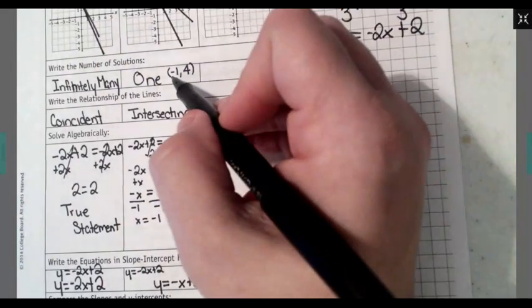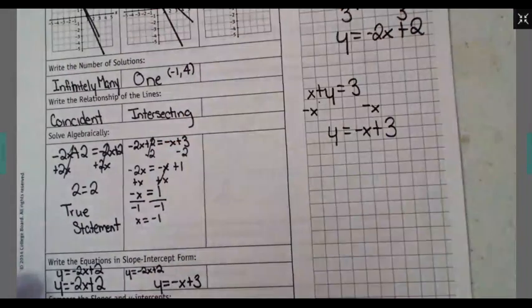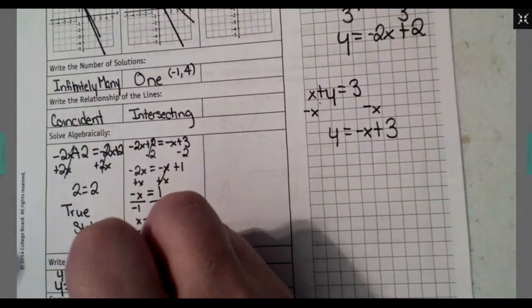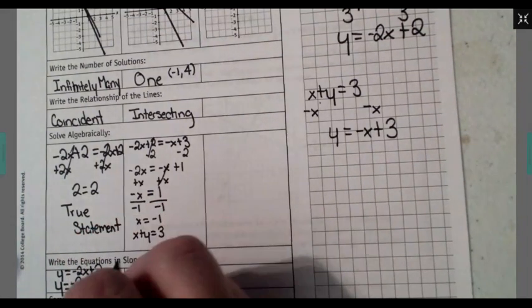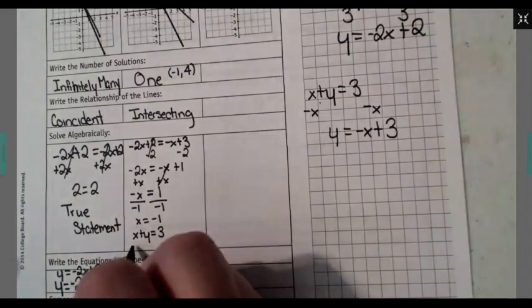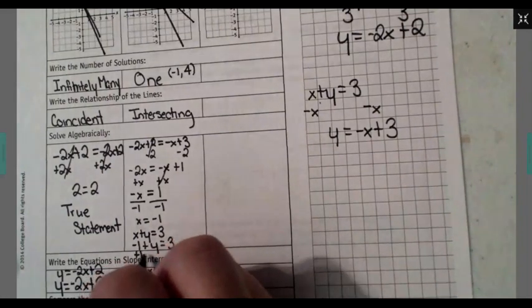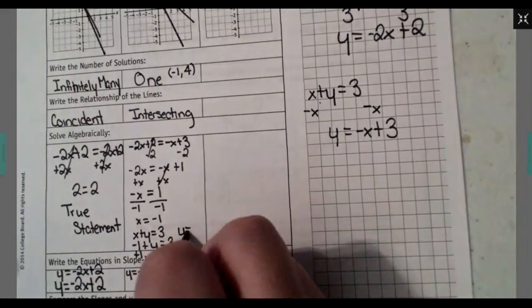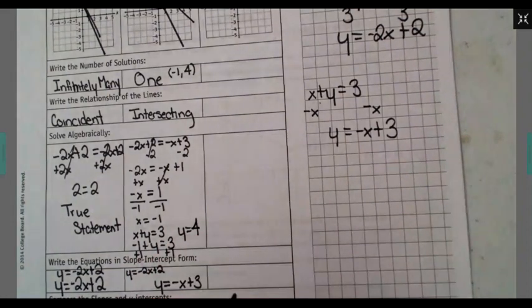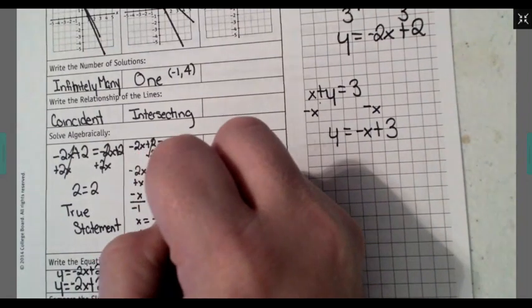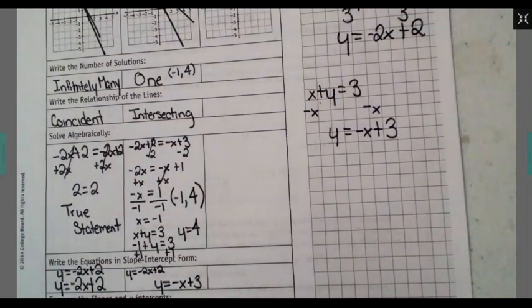So far, so good, because I said that the answer should be negative 1 comma something. Now we're going to plug this into one of our equations. x plus y equals 3. Well, I know that x is negative 1, so negative 1 plus y equals 3. We would add 1, and y would equal 4. Earlier, I said my ordered pair when I graphed it was negative 1 comma 4. Same thing.